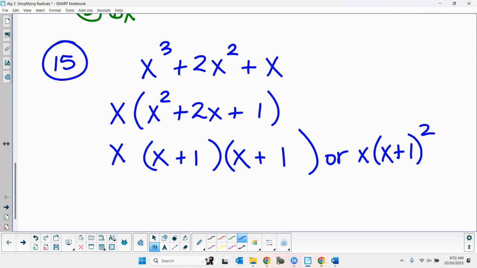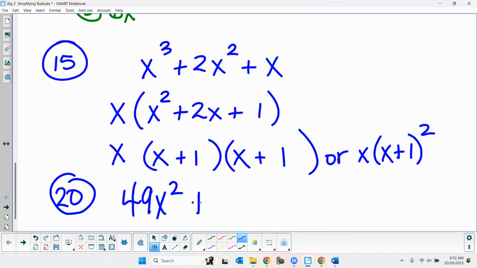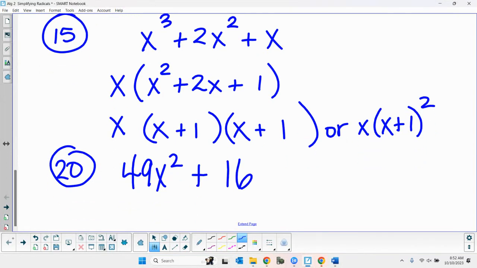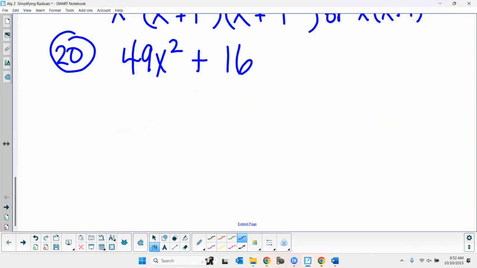The last one is 49x squared, a perfect square, plus 16, another perfect square. Is that a difference of squares? No. Difference means what? Subtract. What's in there? Addition. So this one is not factorable because it's plus there.